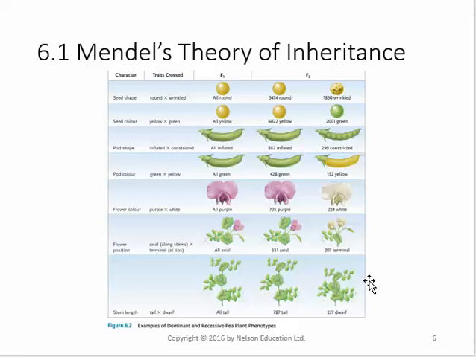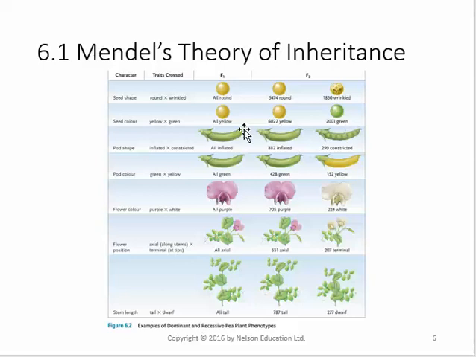And then he started making crosses. So he would cross a round seed with a wrinkled seed. And the first generation of that offspring were all round seeds. And then the second generation, if he crossed these first generation ones, he ended up with three times as many round seeds as wrinkly seeds. So basically wrinkly seeds would skip a generation and become about one quarter of the F2 generation.